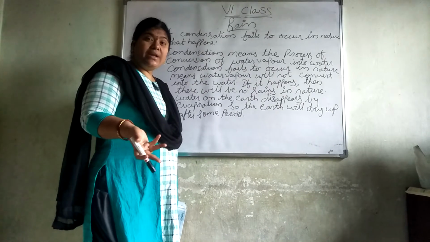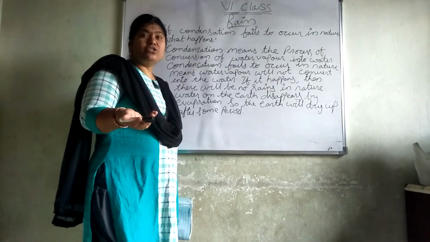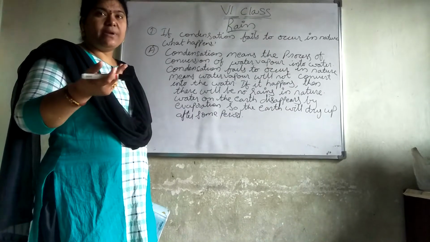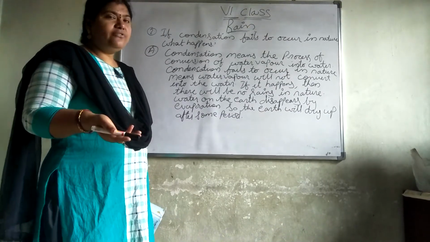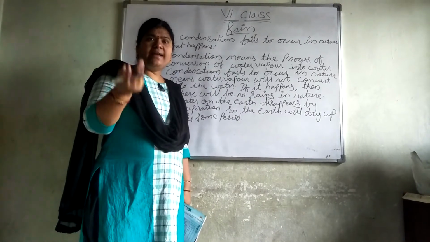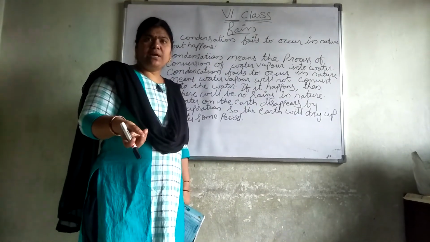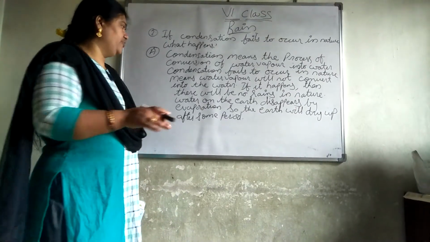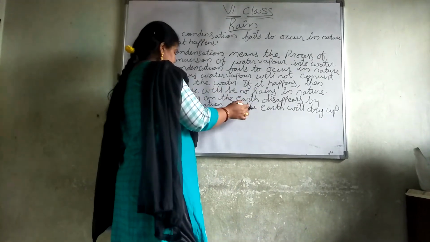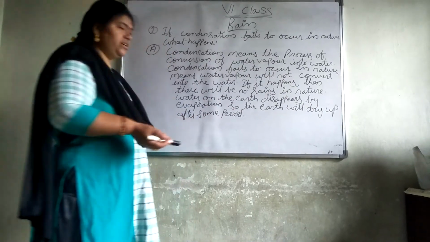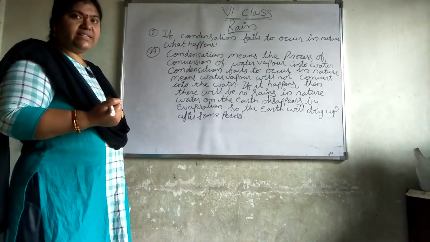Then if there are no rains, what will happen? Water bodies all will become empty. Why? Because the water gets evaporated, and if there is no rainfall, the water will go on evaporating, and if there is no condensation, it won't come down. So finally, what will be left over? Only dry earth will be left over. Water on the earth disappears by evaporation, so the earth will dry up after some period of time. Did you catch this point?